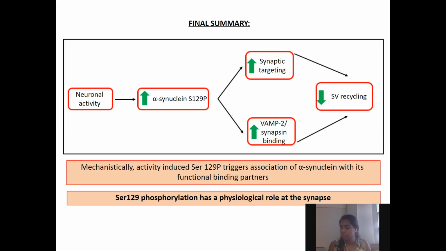So what happens in disease? The same function could contribute to pathology, or it could be a toxic gain of function, which is still to be explored.